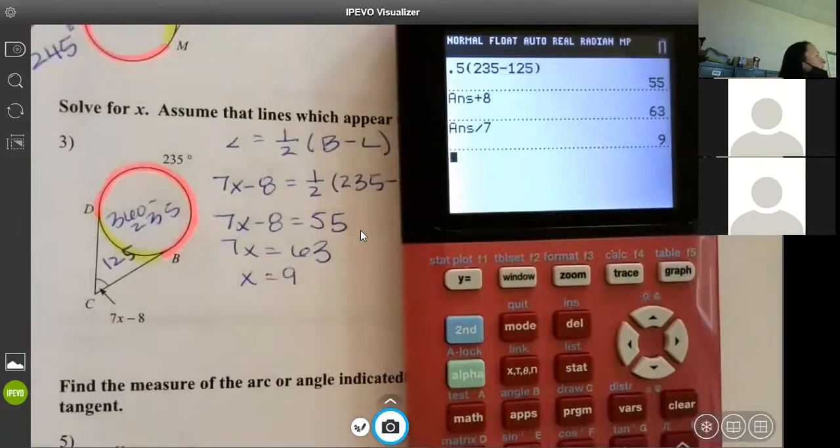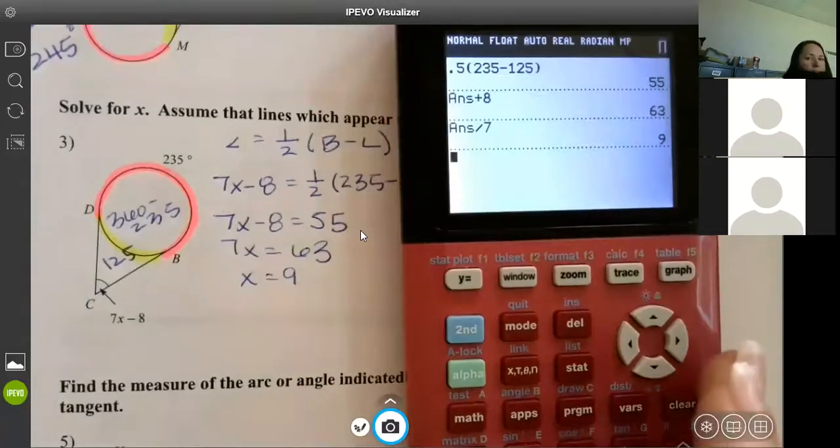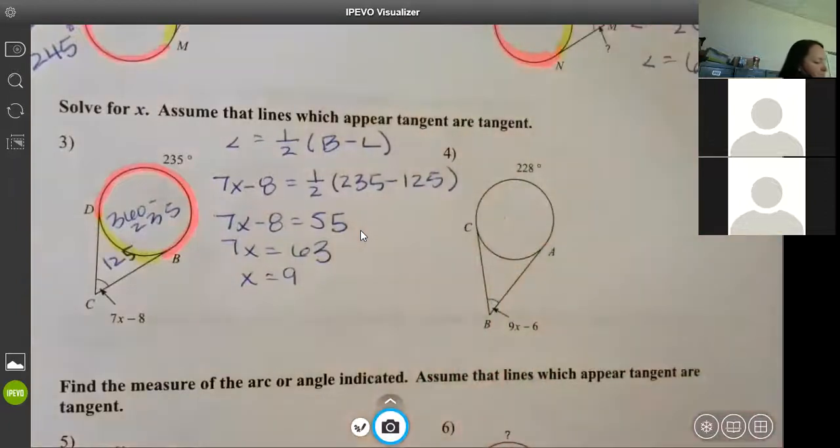If it asks you to find the angle, you just plug it back in. So just watch what they ask for. All right. So in geometry, that's where they like to trip you up. Look at your next one.